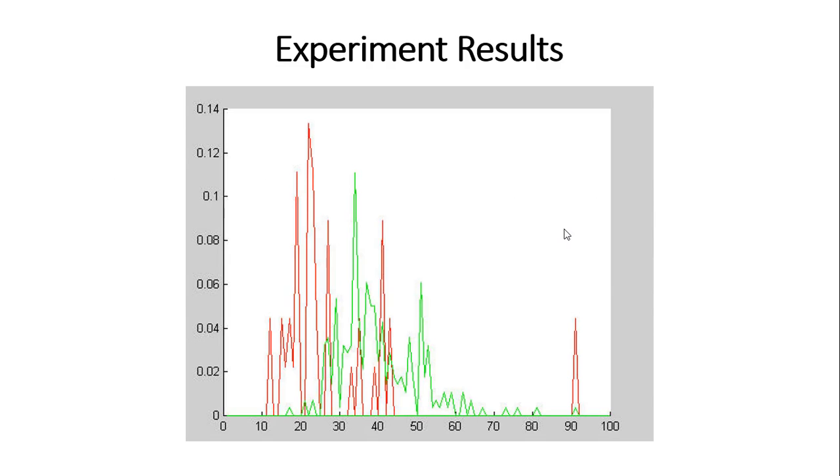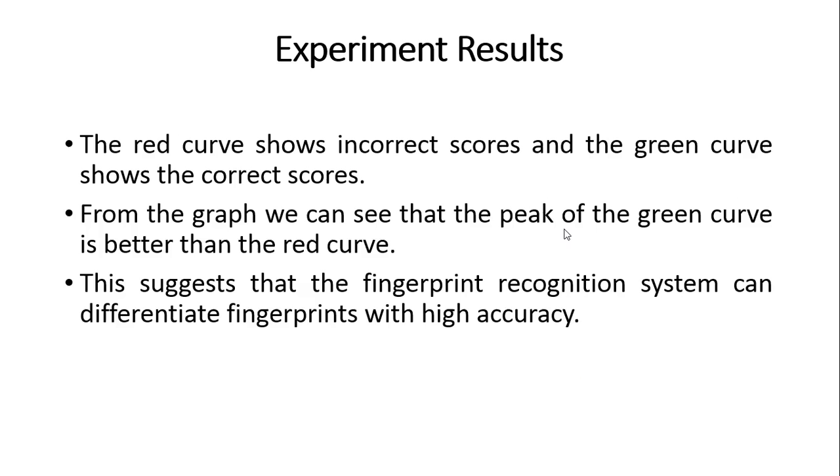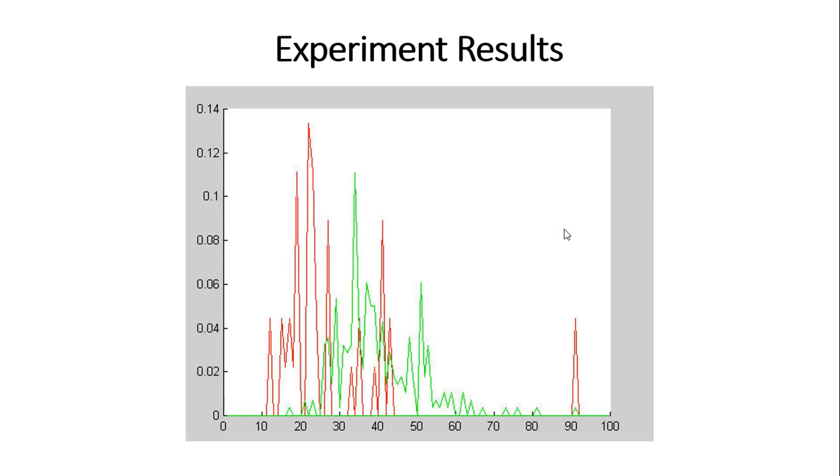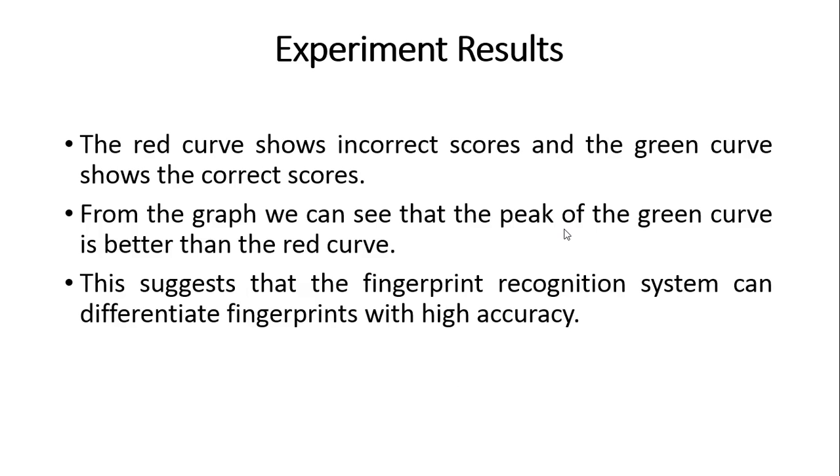This graph has two histograms, the red one and the green one. The red one shows the incorrect scores and the green curve shows the correct scores. From the graph, we can see that the peak of the green curve is to the right of the red one, which implies that the fingerprint recognition system can differentiate fingerprints with high accuracy.